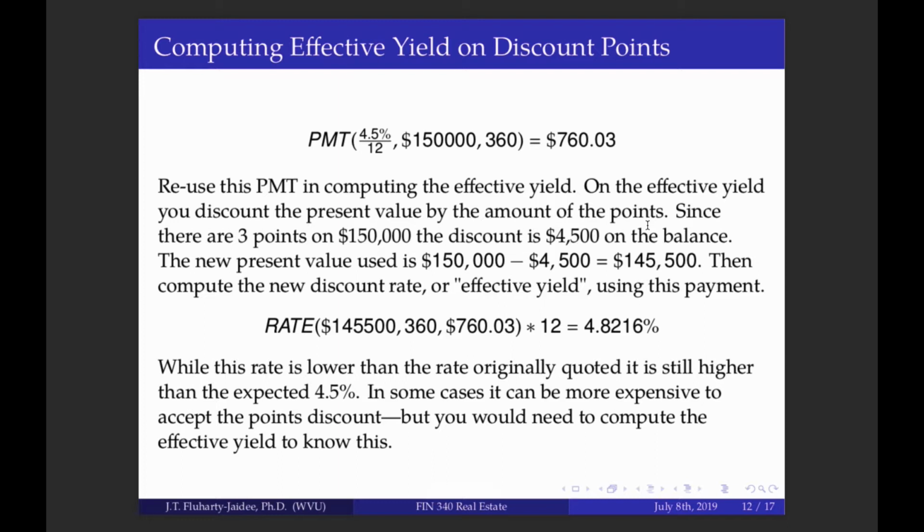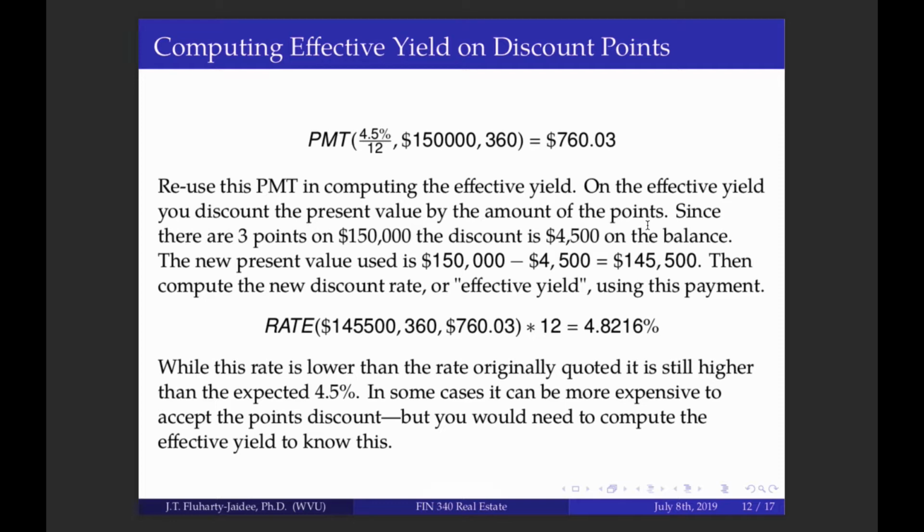Now, we reuse this payment that we computed on the mortgage, but we take out the amount of points that we're going to pay up front from the original balance of the mortgage. So the new present value that we have is $150,000 minus the $4,500. Again, there's 3 points. That's 3% of $150,000. That's $4,500. So take the $150,000 minus the $4,500, and you get $145,500. That new balance is what is used in the present value to compute the effective rate on this mortgage.